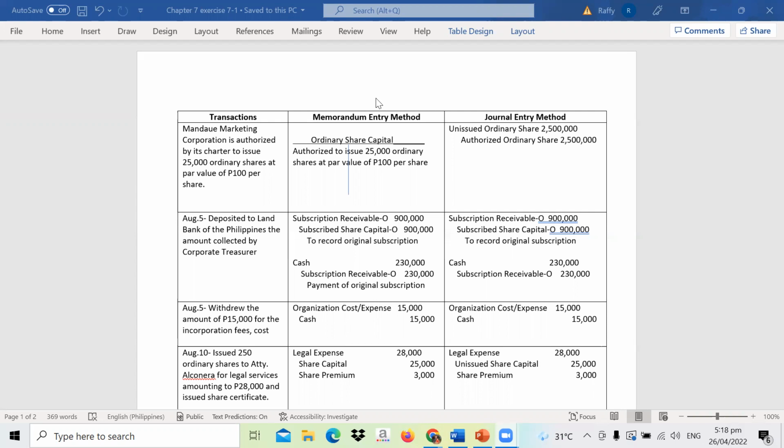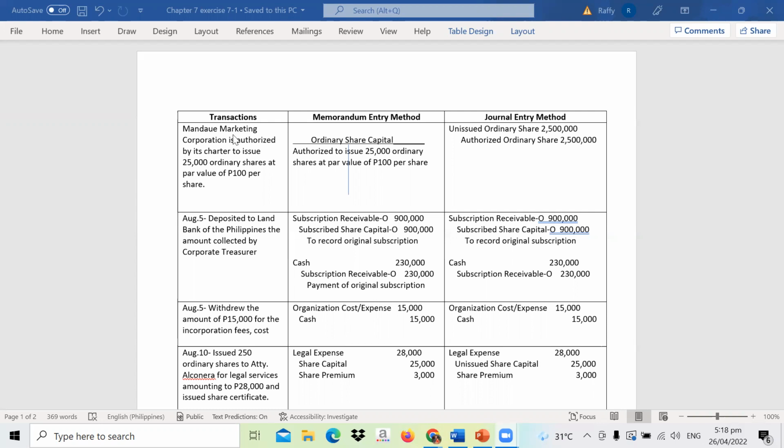Now again, memorandum entry method and journal entry method differs in the authorization as well as the issuance of stock certificate. The moment you issue stock certificate, it means if the subscription has already been paid, or if the issuance of share capital is made in cash or property, or payment to liability or service, it is good as fully paid. So you will issue a share certificate or stock certificate.